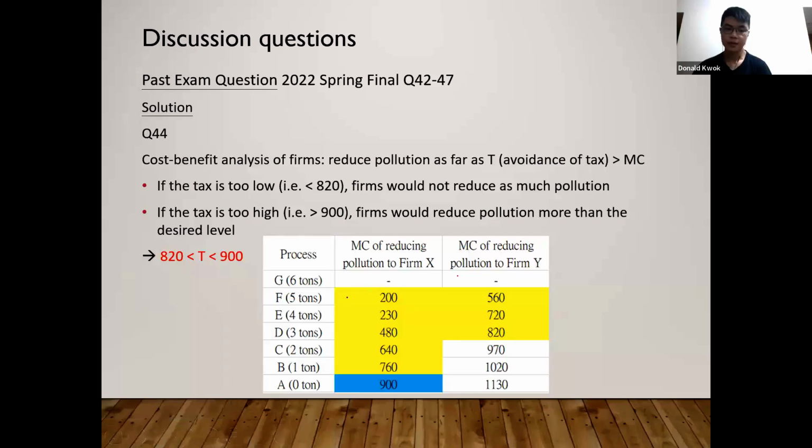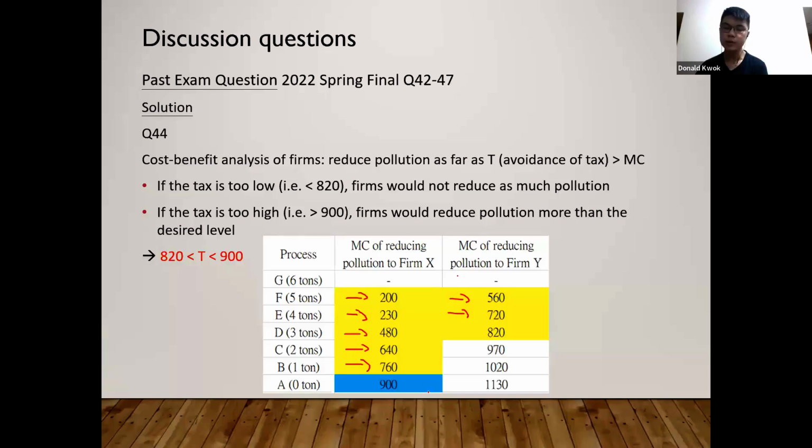Then firm X will reduce these 5 tons of emissions, while firm Y will reduce these first 2 tons of emission, because by reducing these tons of emissions, it needs to pay the pointed numbers, the marginal cost, but it could save the cost of paying the tax $800. So this is why the firms would reduce this much amount of pollution.